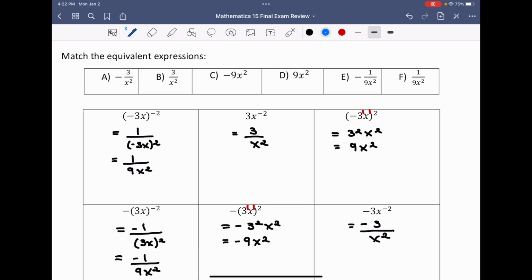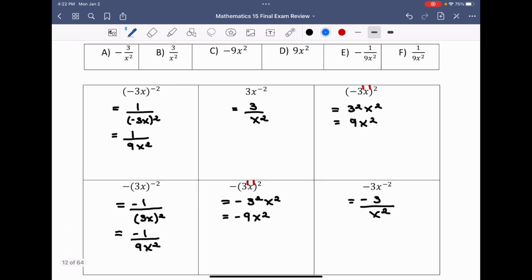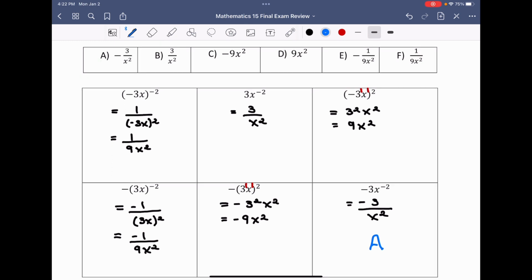Which solution matches up with A? Well, if we go to our examples here, we're looking for negative 3 over x squared. That's actually our last one here. So A corresponds here. If I'm looking to match up my solution B, or 3 over x squared, to some box, that's actually here. So we can write B here. Negative 9x squared, which one does that line up with? That would be here. So we're going to put C in our middle bottom box.